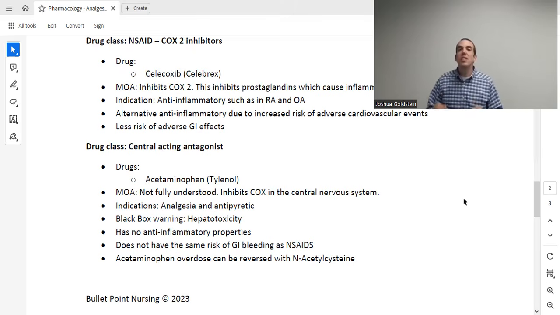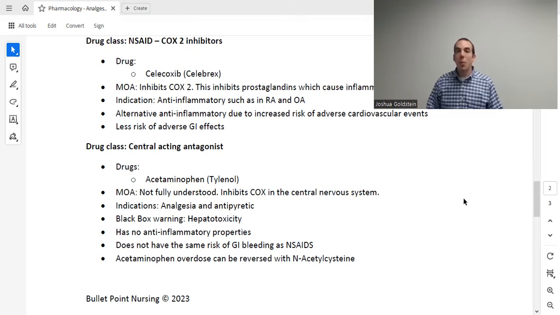However, this drug does not have the same anti-inflammatory properties. It has a tiny bit of anti-inflammatory effects, but not nearly as much as NSAIDs. For testing purposes, this is not considered an anti-inflammatory. It's an analgesic and an antipyretic, but that anti-inflammatory, that third part that we said NSAIDs do, this one does not do. This one only does the pain and the fever.